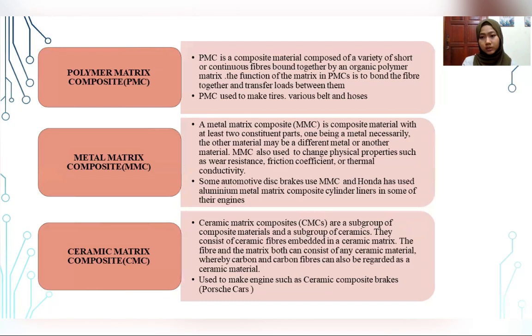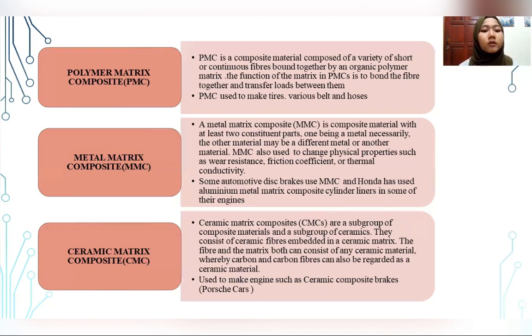For metal matrix composite, a metal matrix composite is a composite material with at least two constituent parts. One being a metal necessarily, the other material may be a different metal or another material. MMC is also used to change physical properties such as wear resistance, friction coefficient, or thermal conductivity. Some automotive disc brakes use MMC, and Honda has used aluminum metal matrix composite cylinder liner in some engines.